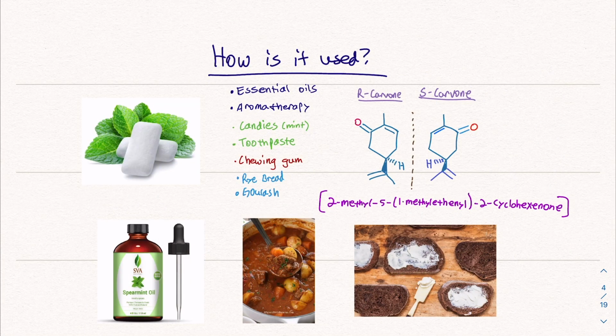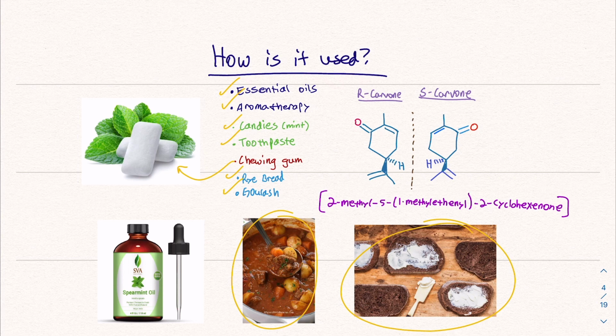How is spearmint used? Spearmint's use is very similar to peppermint. We have essential oils, aromatherapy. Spearmint is often used in candies, toothpaste, chewing gum, like right here. Like I said before, it has that other form, S-carvone, that's used in rye bread, goulash. This is goulash here, rye bread here.